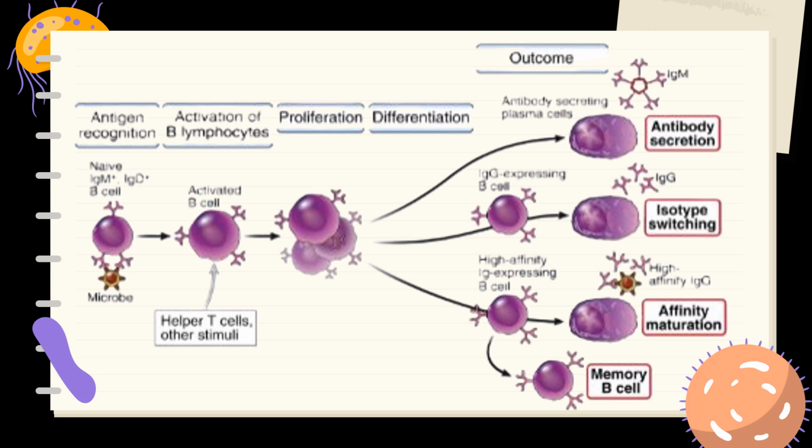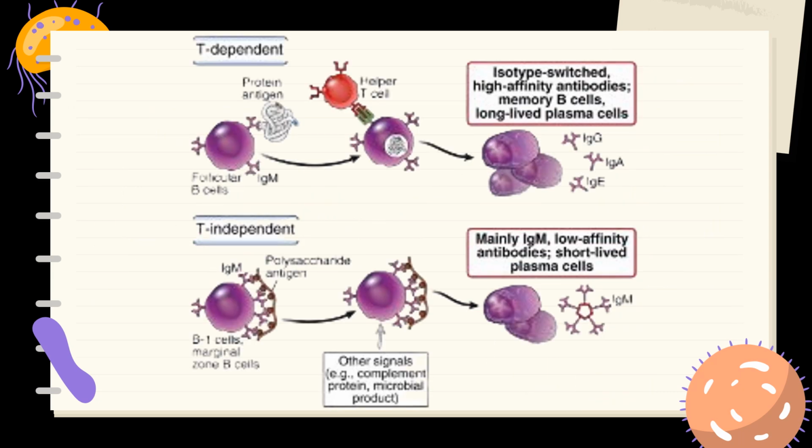become memory B cells. Humoral immune responses can also be classified into T-dependent and T-independent, depending on whether B cell activation requires helper T cells. T-dependent responses do require T helper cells, which is what leads to isotype switching, affinity maturation, and long-lasting immune memory. T-independent responses are triggered by non-protein antigens like polysaccharides and lipids, which leads to a limited antibody response composed of low-affinity IgM.